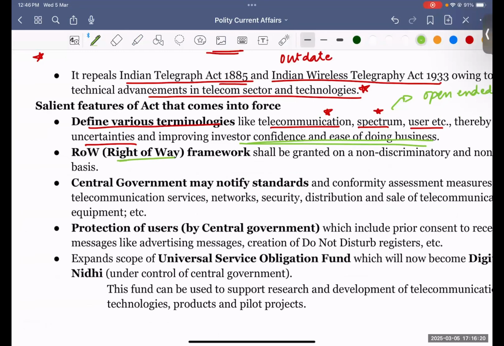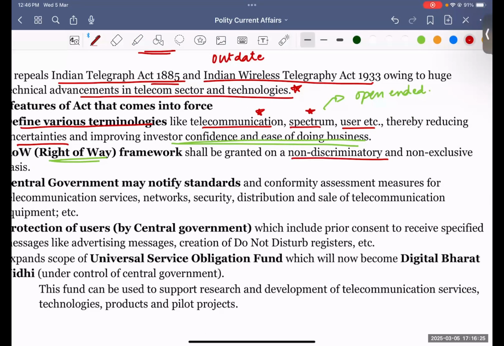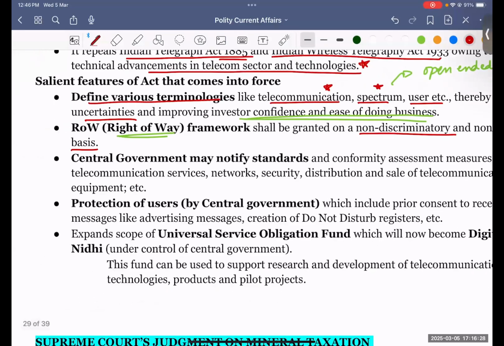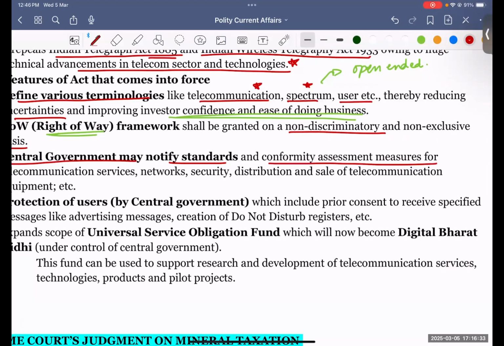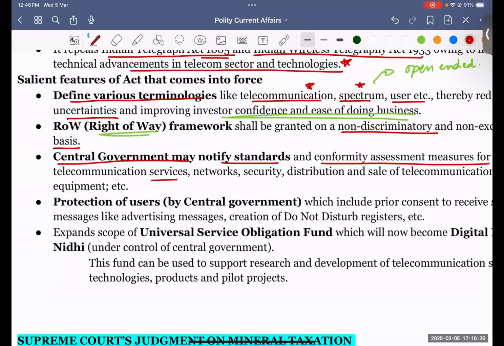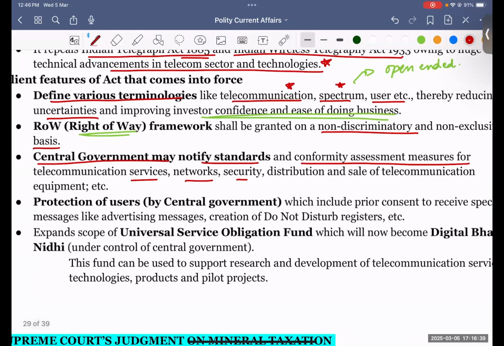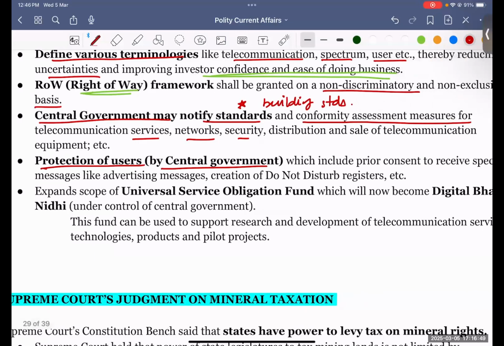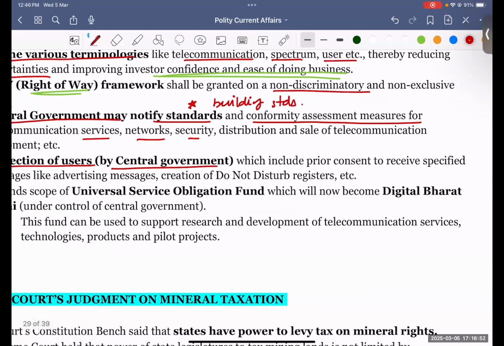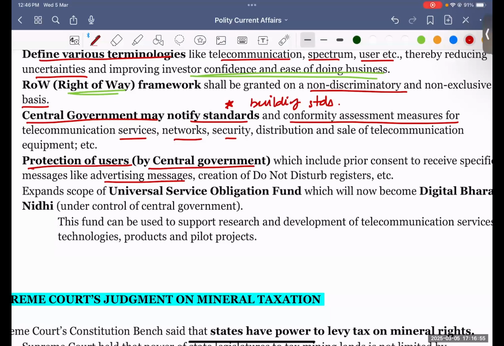Then secondly, we have right of way framework, which shall be granted on a non-discriminatory and non-exclusive basis. Then the central government may notify standards and conformity assessment measures for telecommunication services, network security, distribution, and everything. So again, it is building standards. Then we have protection of users by central government, which includes prior consent to receive specified messages like advertising messages, creation of do not disturb registers, etc.